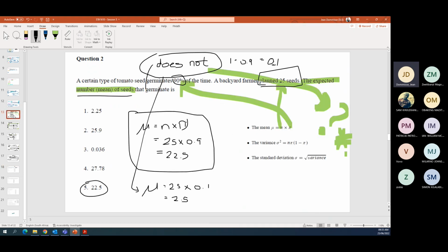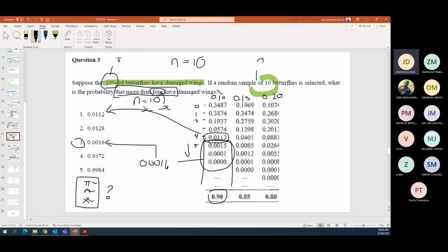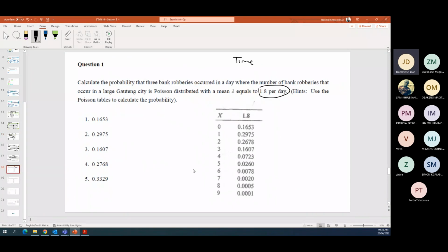With binomial, you do something and check if it's happening: what's the probability of it happening? With Poisson, it is what's the probability it's happening within a specific time. So that is also nearly how to identify a Poisson distribution if they don't tell you. Look out for per day or per week or per minute.